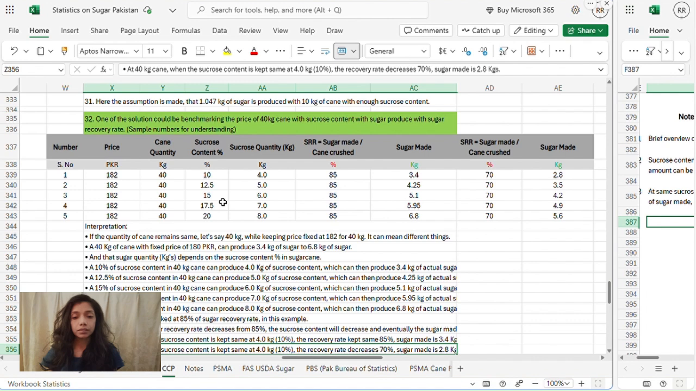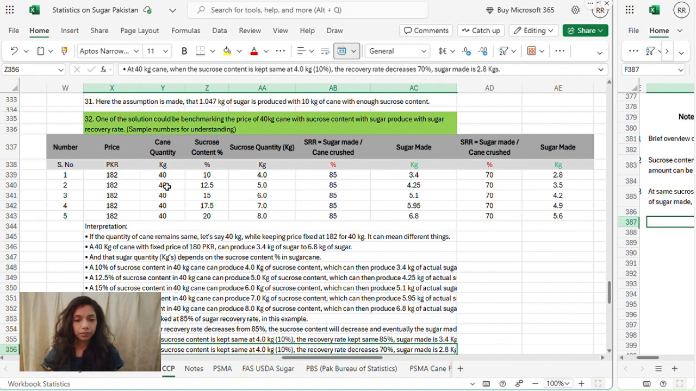conclusion that perhaps it is the sucrose content in the canes, sugar canes, which varies, and due to which the sugar quantity made also varies. So therefore, it is crucial to understand and take into consideration other factors as well.